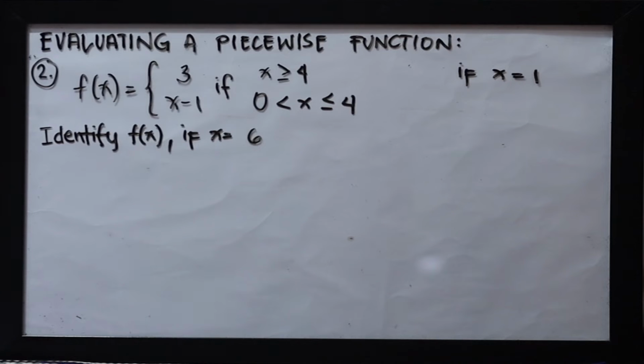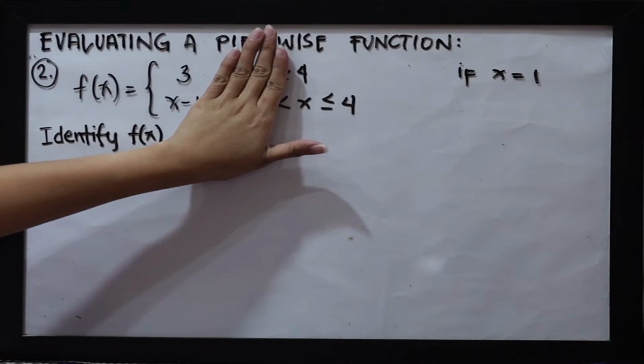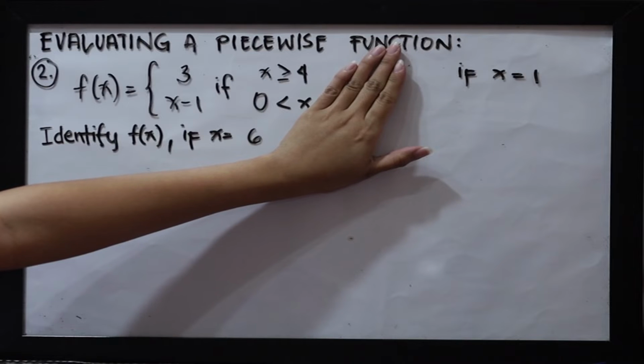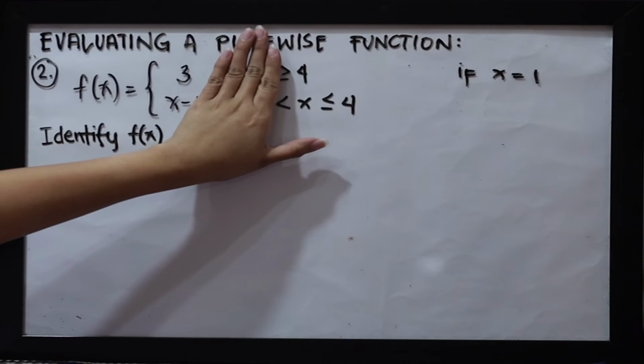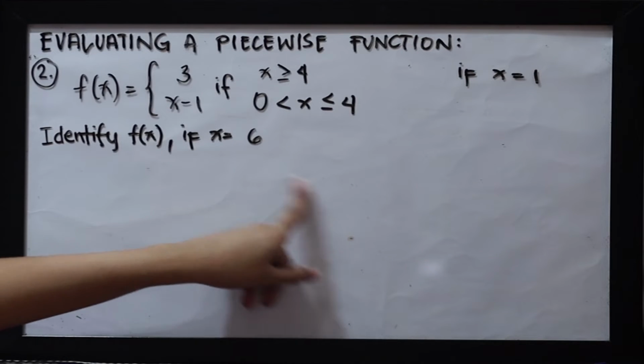Next example, we have f of x is equal to 3 if x is greater than or equal to 4. And then f of x is equal to x minus 1 if x is greater than 0 but less than or equal to 4. Again, x is greater than 0 but less than or equal to 4. And then we're asked to find the value of f of x if x is equal to 6 and x is equal to 1.